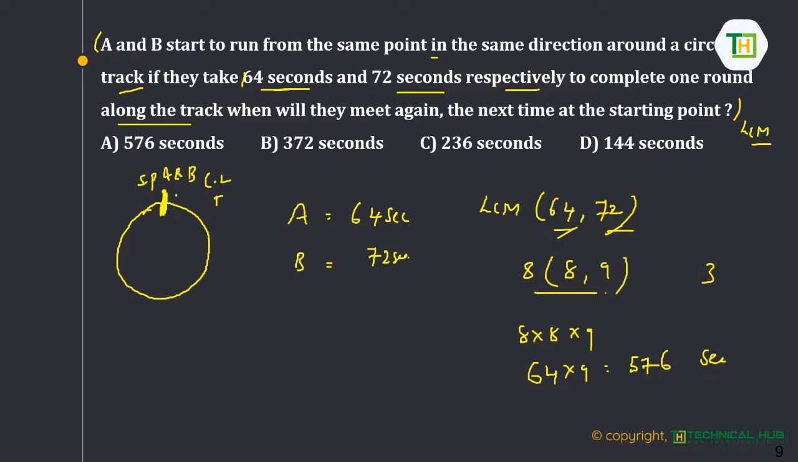How many rounds are covered by A after 576 seconds? 576 divided by 64 is equal to 9 rounds. Similarly, after 576 seconds, B covers 8 rounds. So after 576 seconds, they will be at the same point. That is what they're asking. So what is your answer? That option is the correct answer for this question. Please attend the doubt session also.